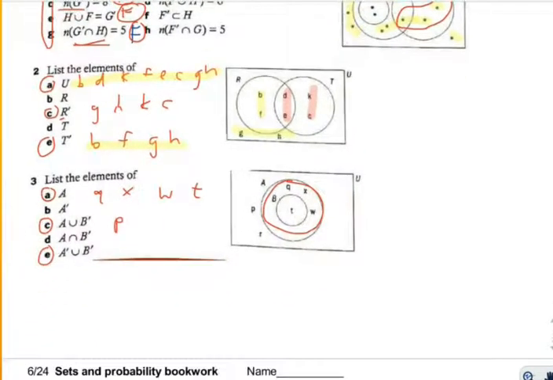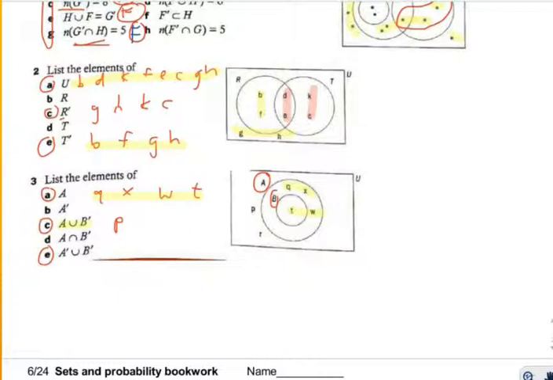List the elements of A. So the elements of A are these. Oops, I'm sorry. Forget what I did. You've got to be careful, because that's marking set A, that's marking set B. These are not elements, okay? So what are the elements of A? The elements of A are these two and these two. So I would put Q, X, W, T.